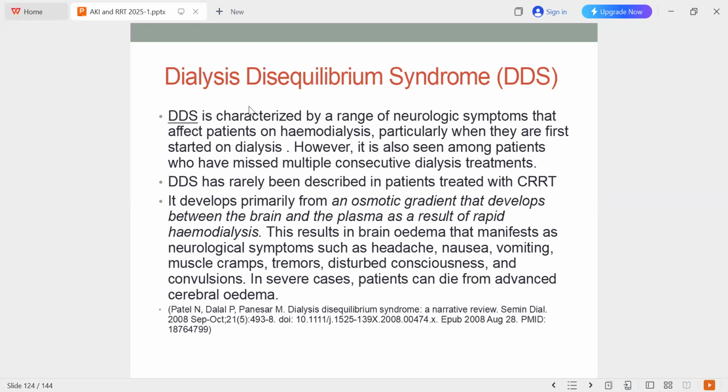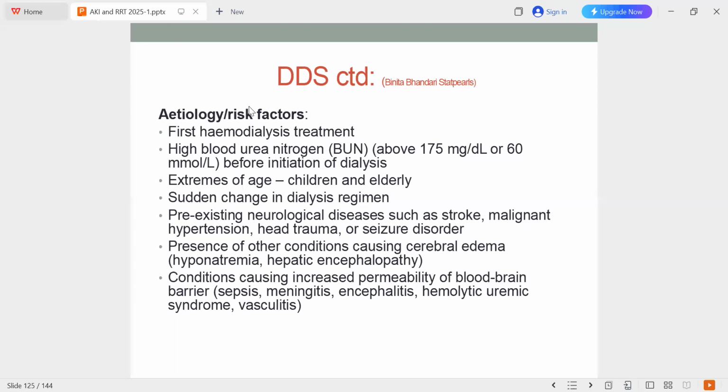DDS develops primarily from an osmotic gradient that develops between the brain and the plasma as a result of rapid hemodialysis. This results in brain edema that manifests as headache, nausea, vomiting, and all of that. Know that patients can actually die from disequilibrium syndrome because of advanced cerebral edema. What are the etiological risk factors for disequilibrium syndrome?